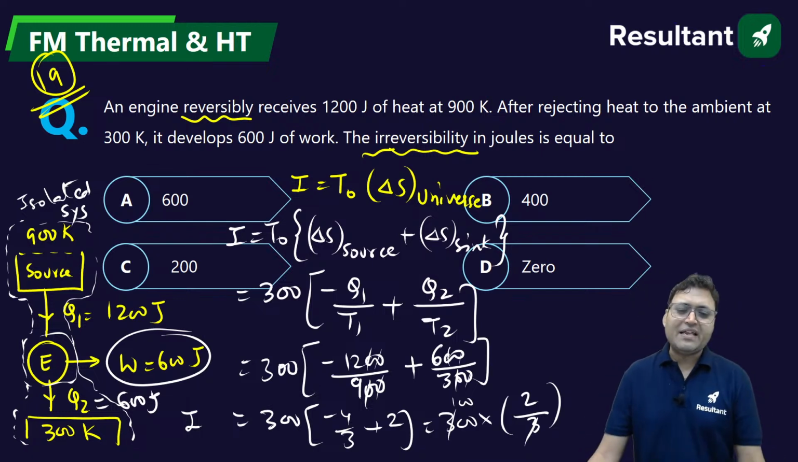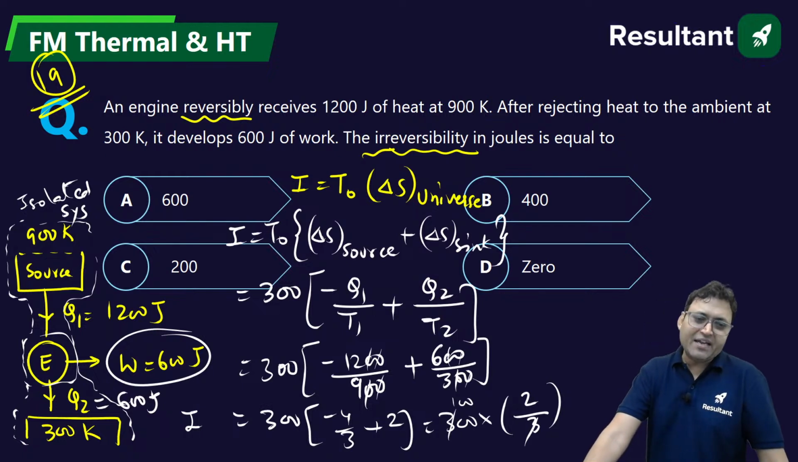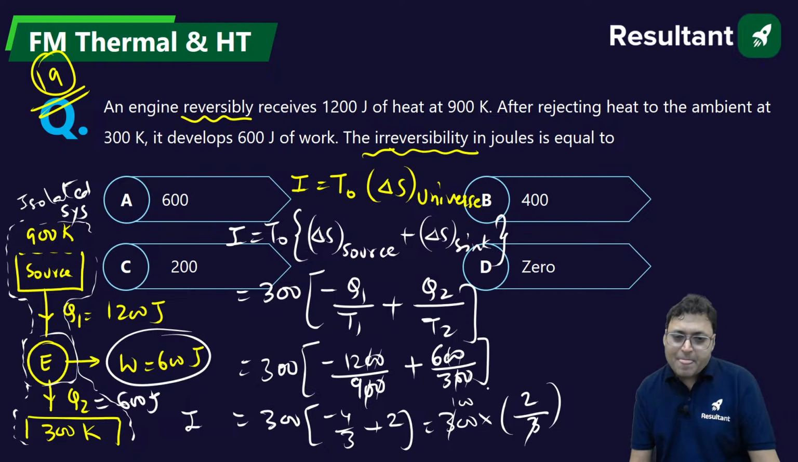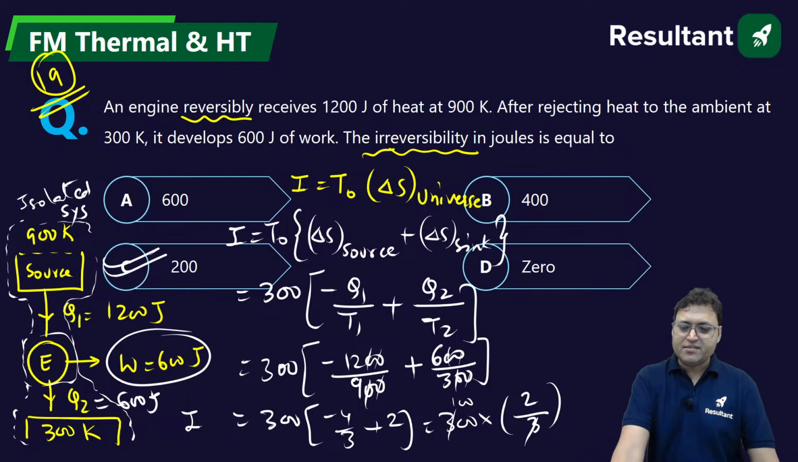Entropy of the universe will increase. Entropy of the universe can never decrease. That is the entropy principle. So it will be 200 joule. The answer is option C. C will be the correct answer for question number 19.